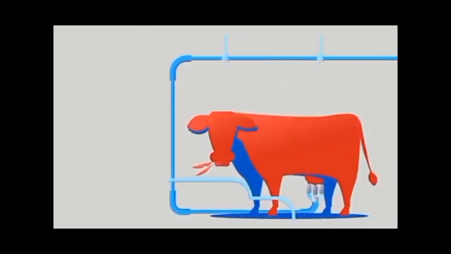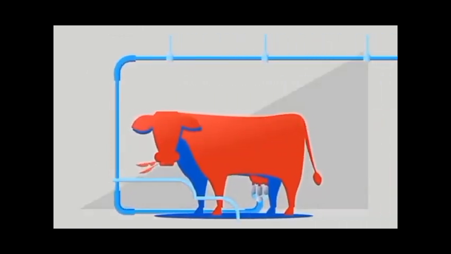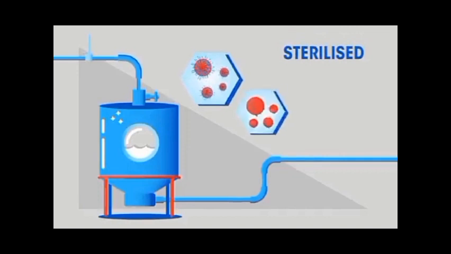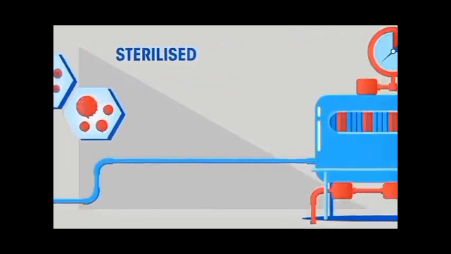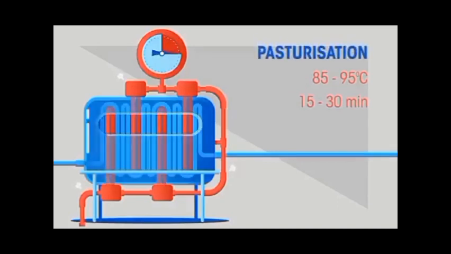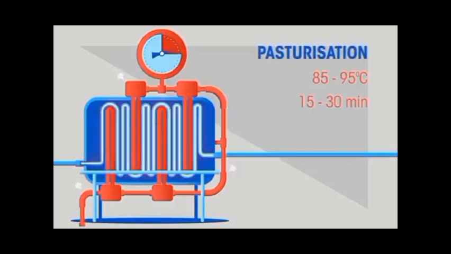First, we need milk. Before we start the next steps, all of our equipment needs to be sterilized to kill off any unwanted bacteria and other microorganisms. Now we are ready to start. The milk is heated to somewhere between 85 and 95 degrees Celsius for between 15 and 30 minutes. This is a process called pasteurization and is also done to kill off any bacteria and other microorganisms that are naturally found in the milk.